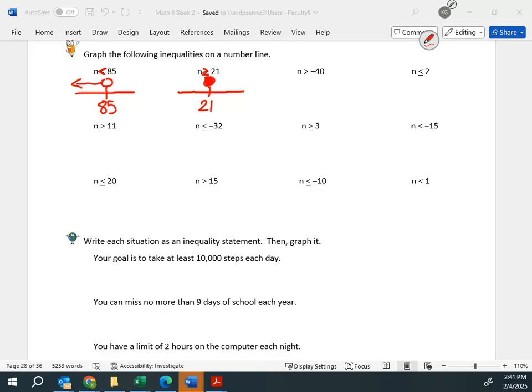Last step, draw my arrow. Greater than points to the right. It is all the numbers bigger than 21. So my arrow is going to go to the right.